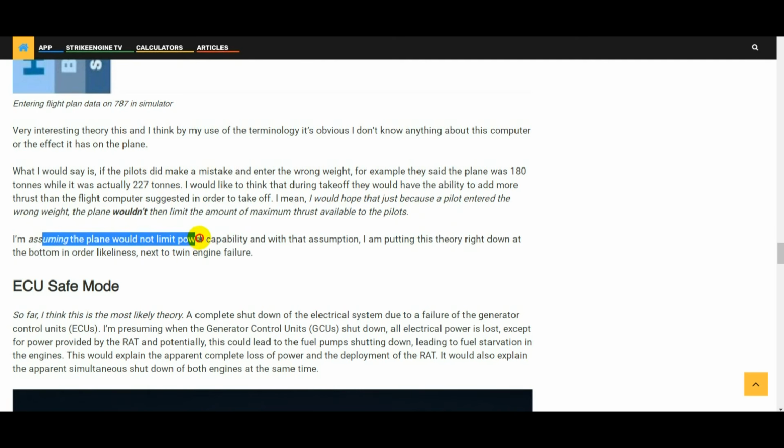I'm assuming the plane would not limit the power capability due to inaccurate details in the flight computer. And with that assumption, I'm going to say that this theory is probably also extremely unlikely.